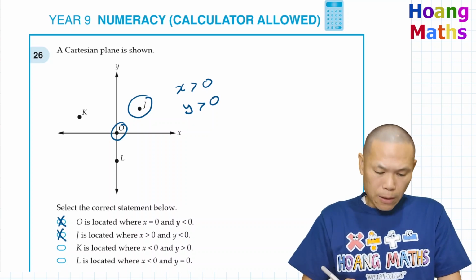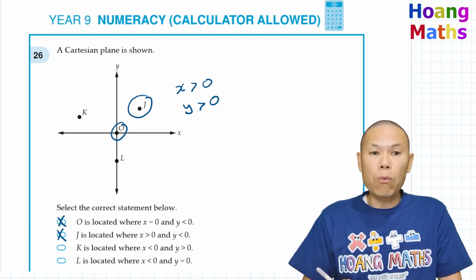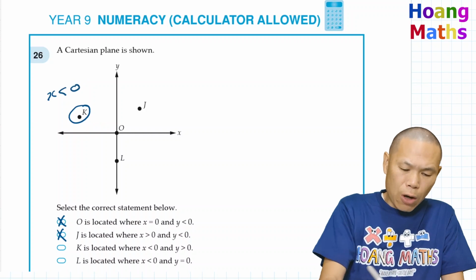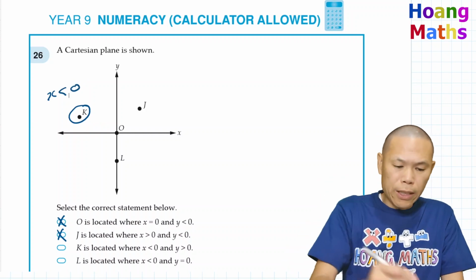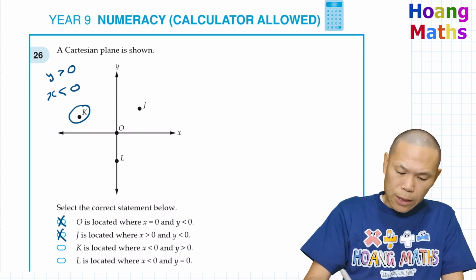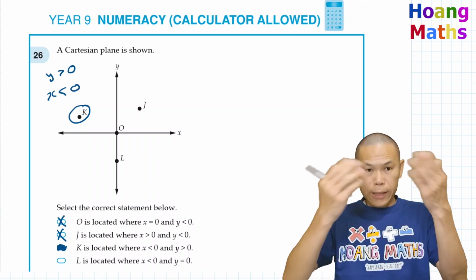Third statement: K is located where x is less than 0 and y is greater than 0. So x is less than 0, but y is above 0, so y is greater than 0. Therefore, the statement is true. So this should be the answer. And this is it.